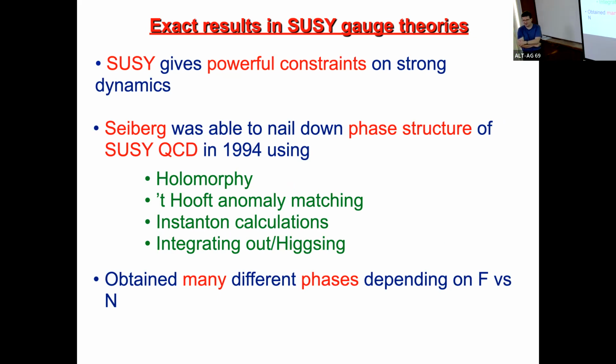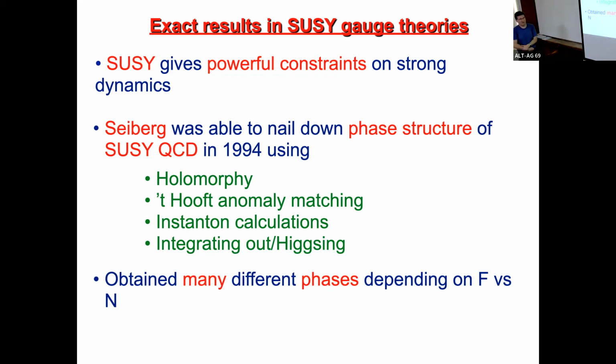That was his miraculous year, of course. Then he also did Seiberg-Witten and all of Seiberg duality. The main additional tool that you have here, that you don't have in the non-supersymmetric theories, is holomorphy. Depending on how much supersymmetry you have, some of the quantities have to be holomorphic, which imposes an additional constraint, which together with symmetries and anomaly matching conditions often allows you to uniquely nail down what the vacuum structure of a particular theory is.